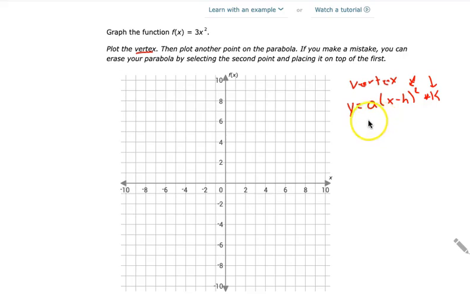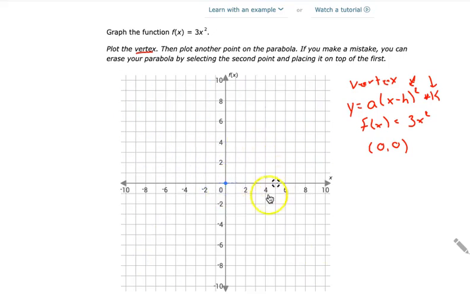So if I look at the function I've been given, which says f of x equals 3x squared. Now the h is the number that's being added or subtracted to the x. And there's not a number there, so that means that that would be a 0. And the k is whatever's being added onto the end. And as there's nothing being added onto the end, that would also be 0. So that would tell me that my vertex is at 0, 0. So I would plot that on my graph.